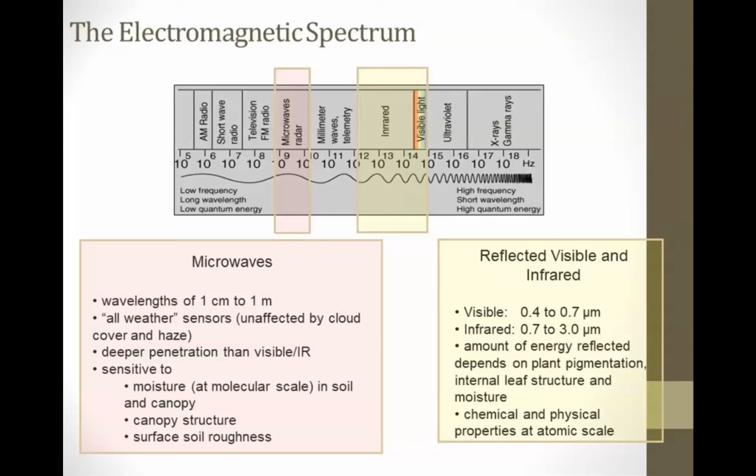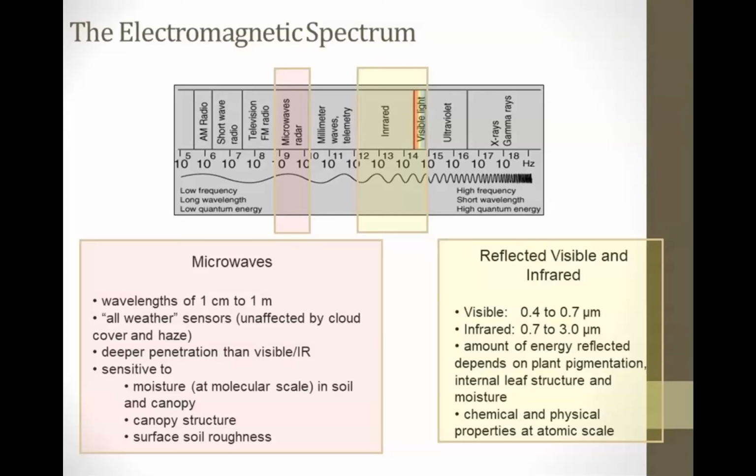When we move into those higher frequency, smaller wavelengths, now we're talking about wavelengths that are not in centimeters in length, but in nanometers. So from 400 nanometers up to 3,000 nanometers, for example. Now these sensors we think of as in the visible region, blue, green, and red, or in the infrared region. So these are slightly longer wavelengths.